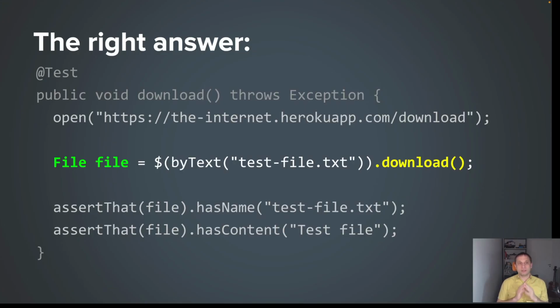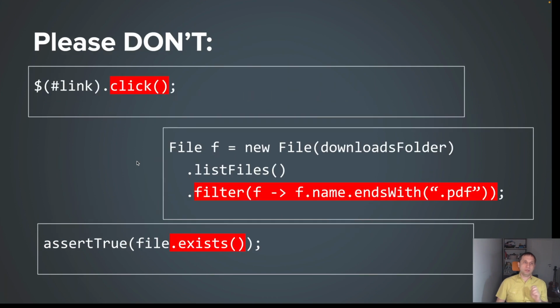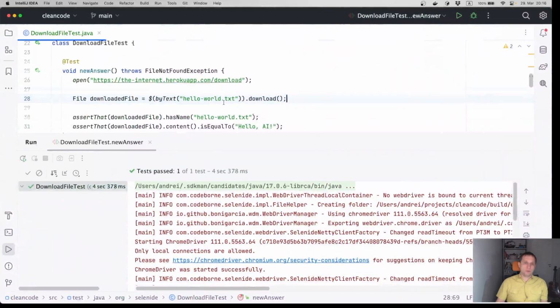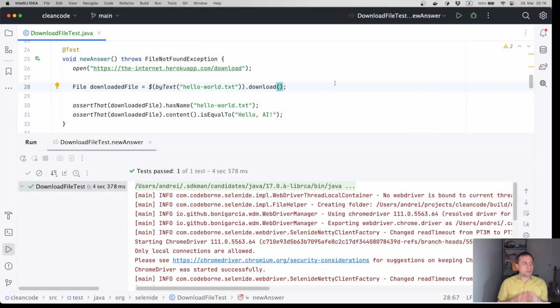To summarize, the right answer is very short. You just need to call download method and use the file it returns. Very simple. And there are a bunch of wrong things that people often do when trying to download a file in automated tests. People try to click the link, list all files in the downloads folder, and try to find the proper file by using name or extension or something like that. You don't really need to do all this stuff. Just call download method.